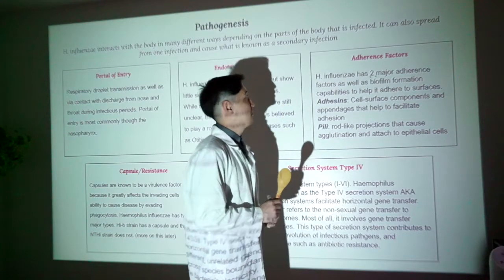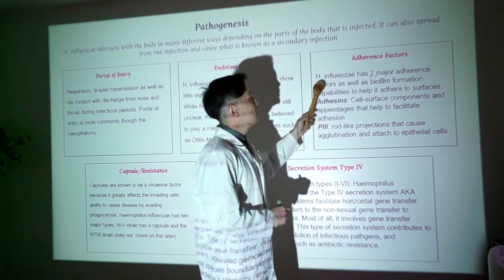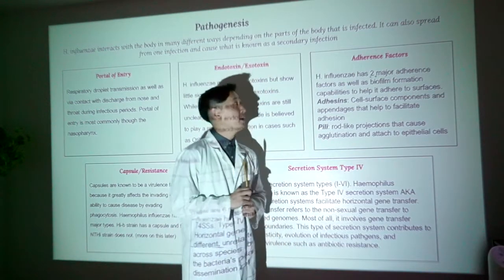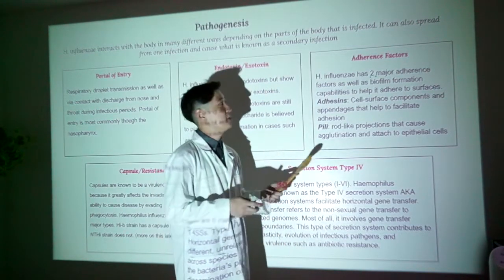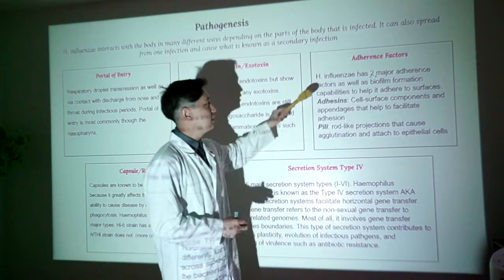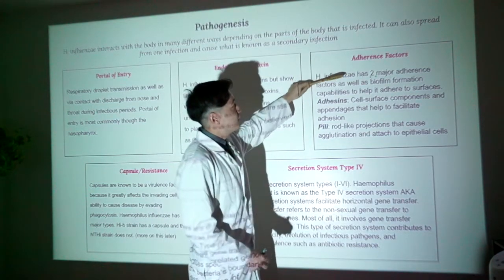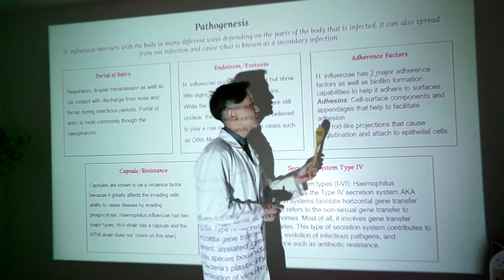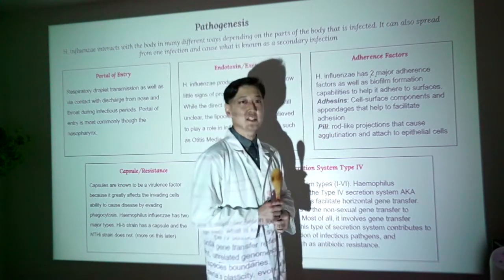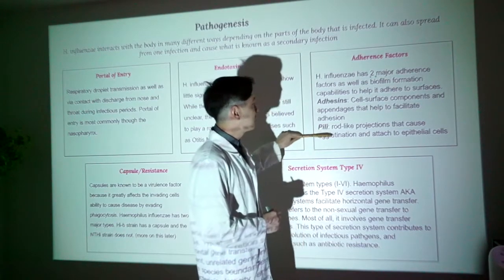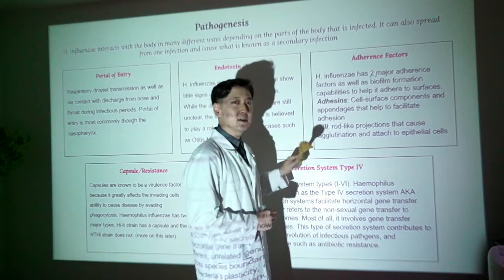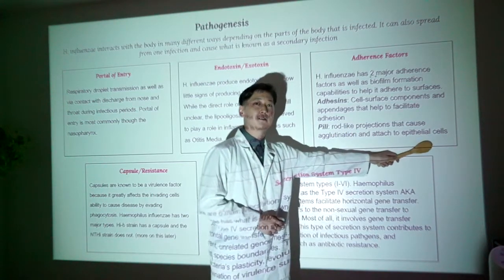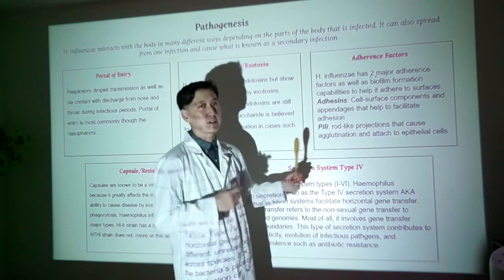Now we will talk about the adherence factors. Haemophilus influenzae has two major adherence factors, as well as biofilm formation capabilities to help it adhere to surfaces. One of them is adhesins. Adhesins are cell surface components and appendages that help to facilitate adhesion. The second is pili. Pili are rod-like projections that cause agglutination and attach to epithelial cells. Agglutination just refers to the clumping of cells.